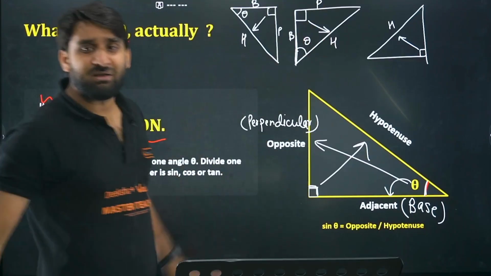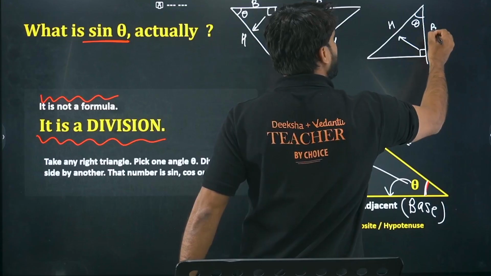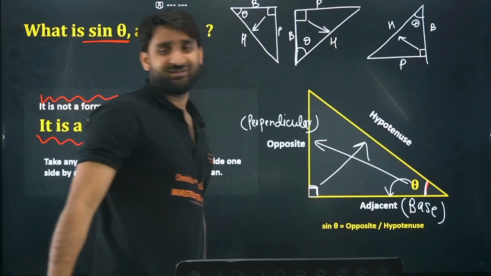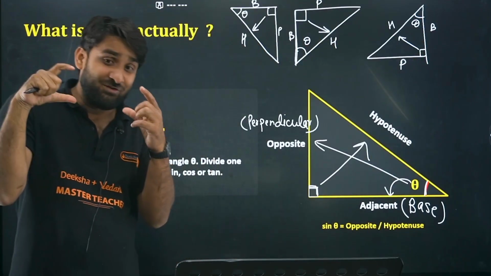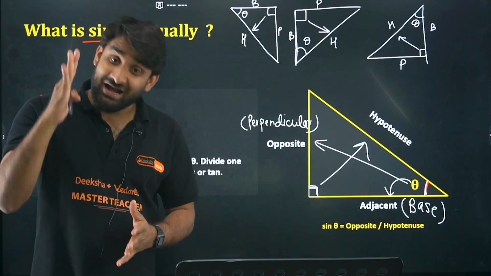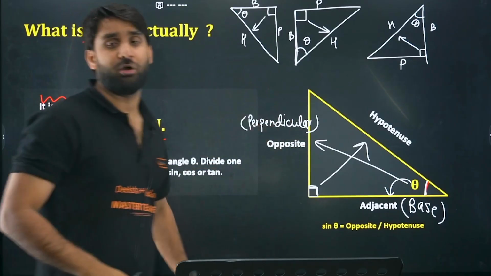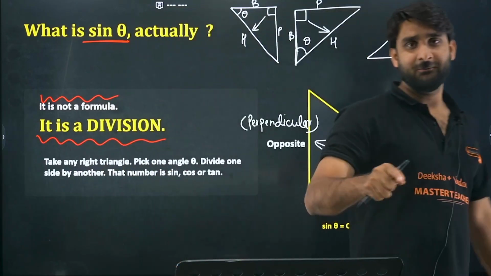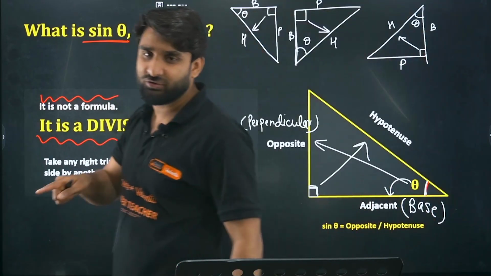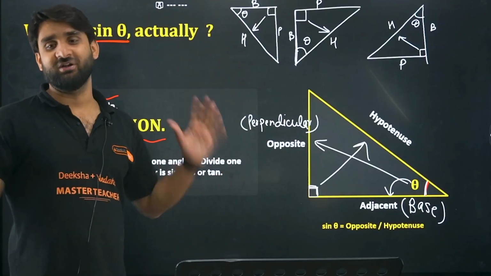For example, in that right angle triangle, here is theta. So for this theta, this will become base and this has to be perpendicular. So base is the side which is associated with theta, which is adjacent to theta. This identification is very important. If you can identify base, perpendicular and hypotenuse, trust me, 50% of trigonometry is already covered.